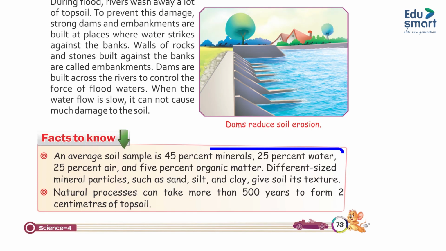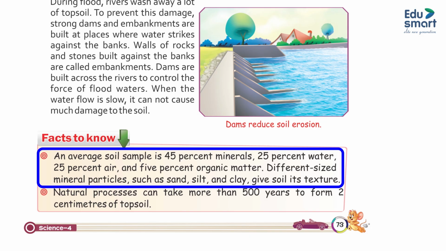Facts to know. An average soil sample is 45% mineral, 25% water, 25% air, and 5% organic matter. Different sized mineral particles such as sand, silt, and clay give soil its texture.